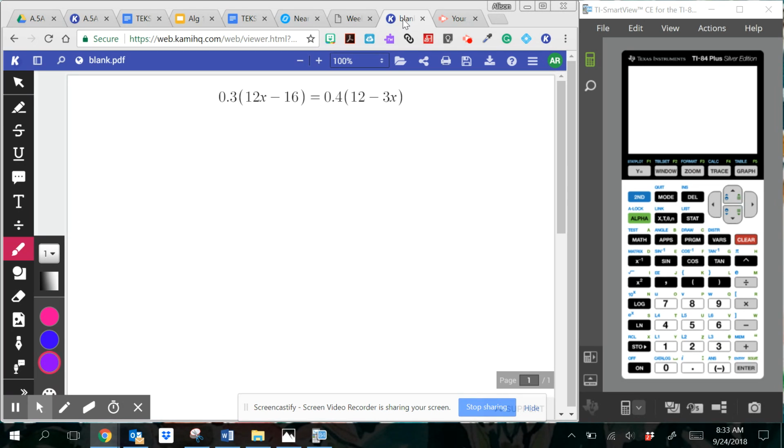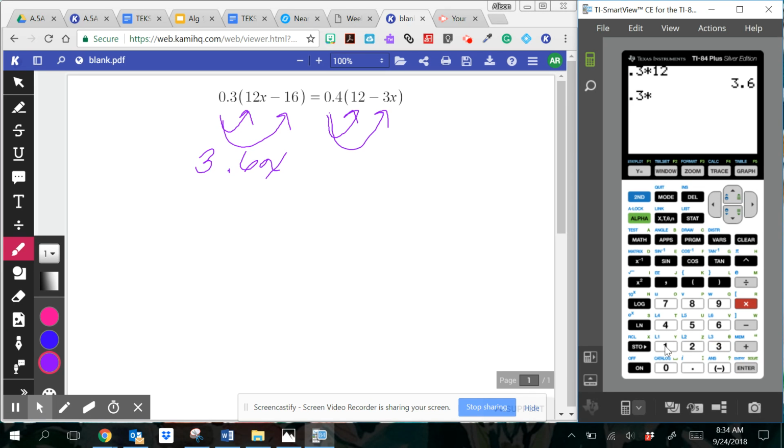Okay, so the first thing that you would do to solve this is distribute, and multiply your 3/10 times 12x and your 3/10 times 16, and your 4/10 times 12, and your 4/10 times negative 3x. I'm going to use my calculator to help me do this, just because I am recording this early in the morning. All right, so for my first one, I get 3 6/10 x. And then 3/10 times 16 is 4.8, and this is still going to be a minus 4.8.